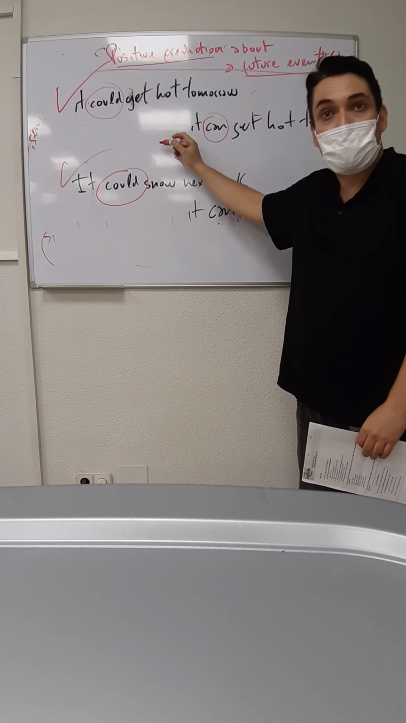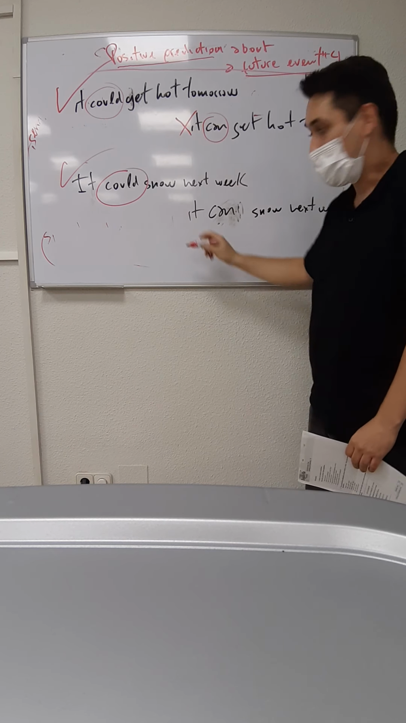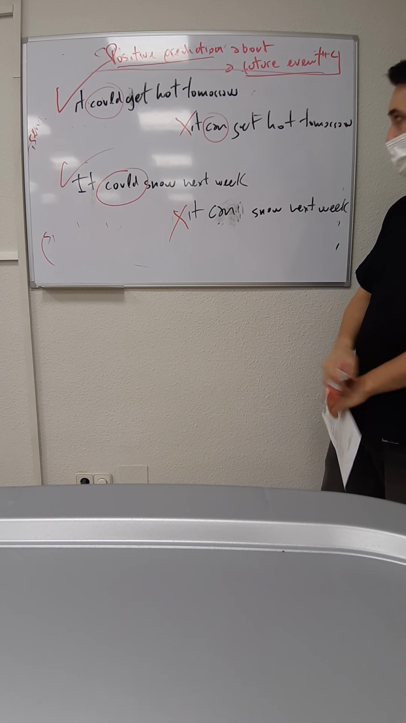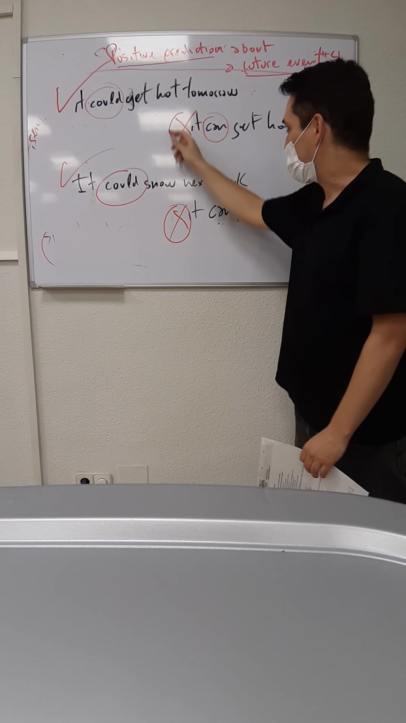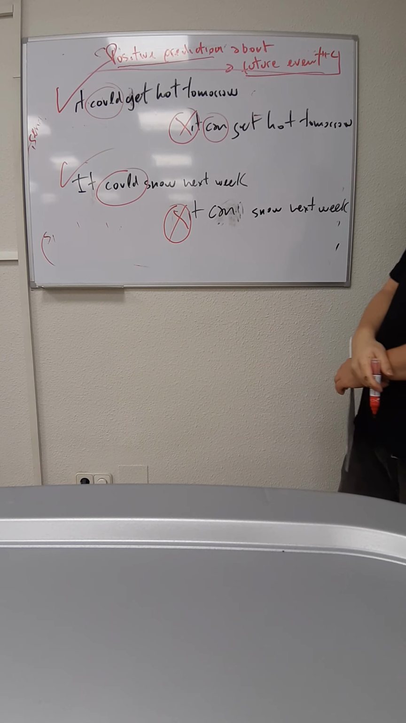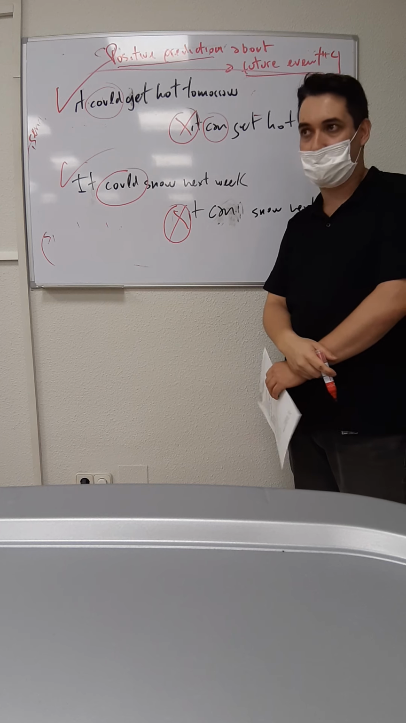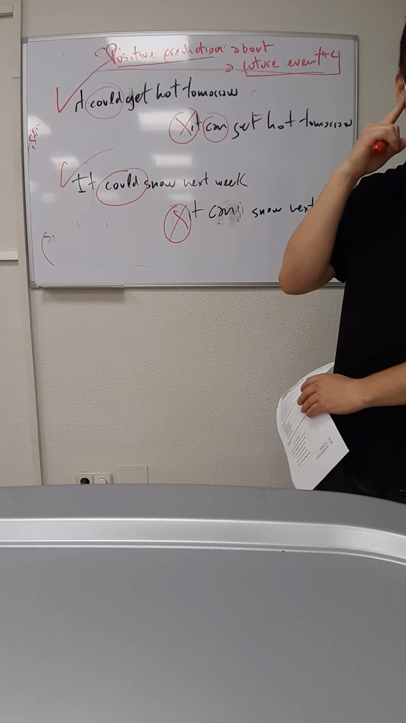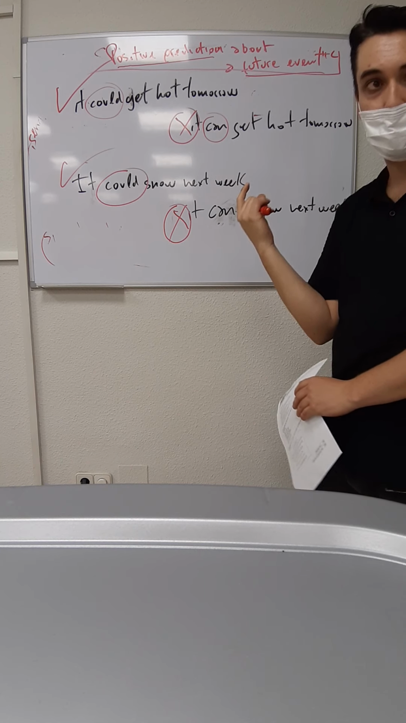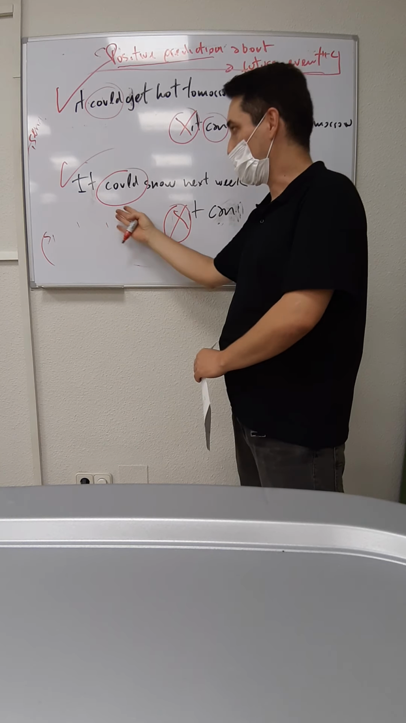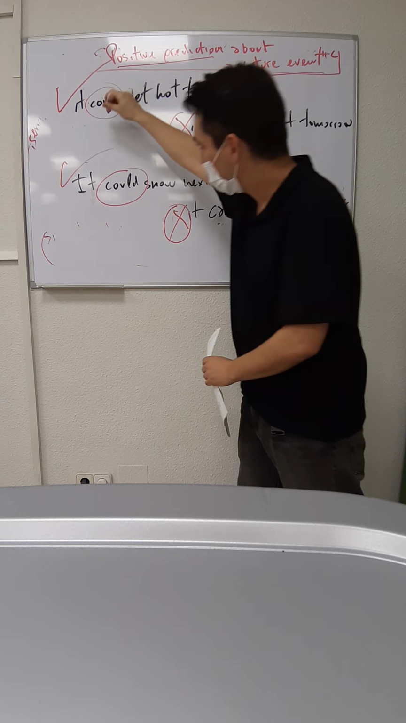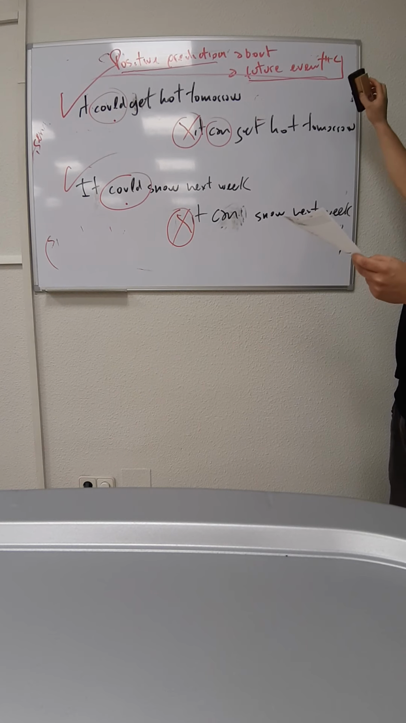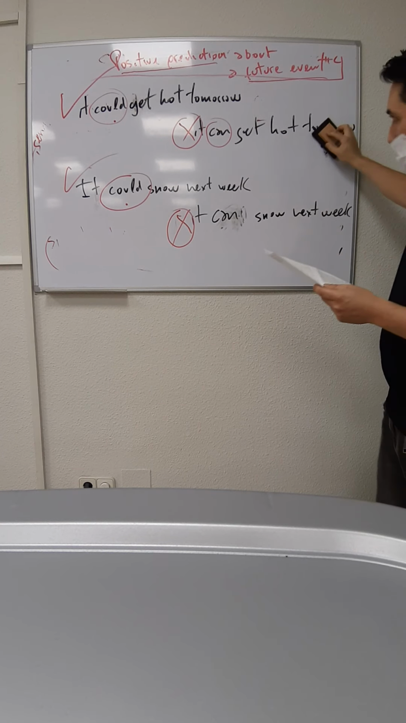Strictly speaking, these ones sound forced. These ones do not sound natural. Again, these are minor mistakes. If you say something like, "It can get hot tomorrow, it can snow next week," that's not the biggest of mistakes. But strictly speaking, to the ears of a native speaker, that would sound not as good as could. So positive predictions about the future, could is better than can. I like your instinct.